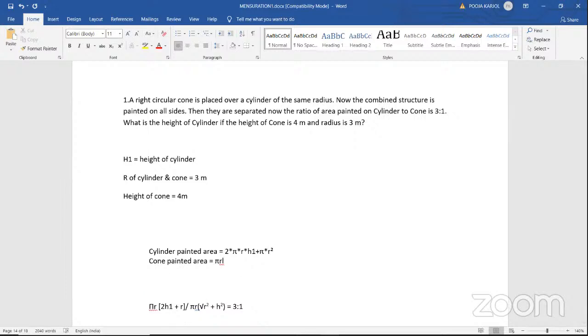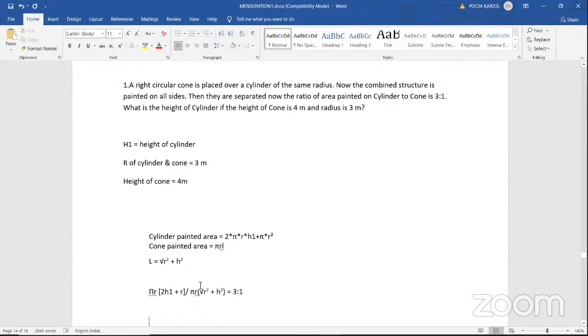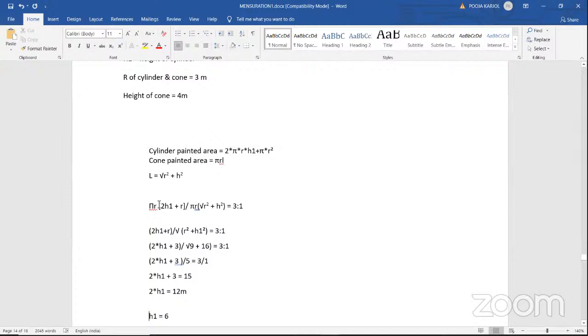Slant height formula is under root r square plus h square. So instead of writing l, I am writing under root r square plus h square directly. Now pi r and pi r you can cancel. What will remain? 2h1 plus r upon under root r square plus h square. This is the cone area, this is the cylinder area.